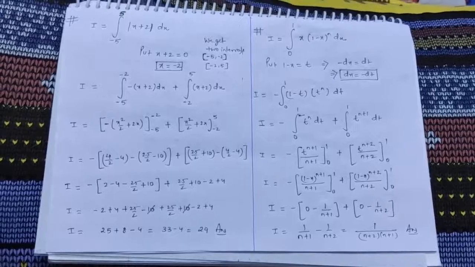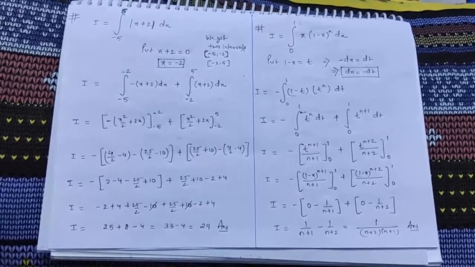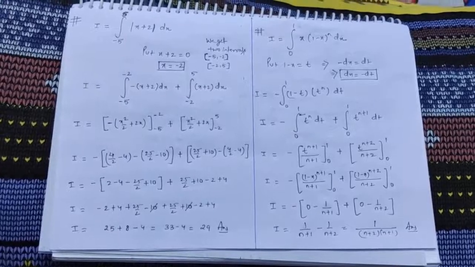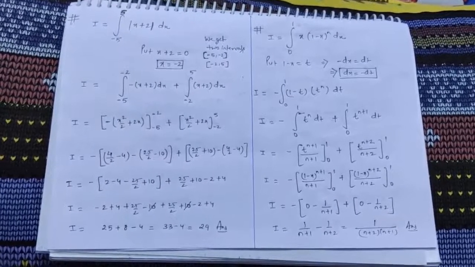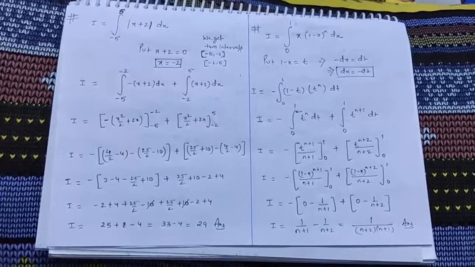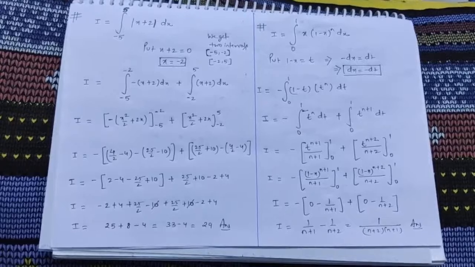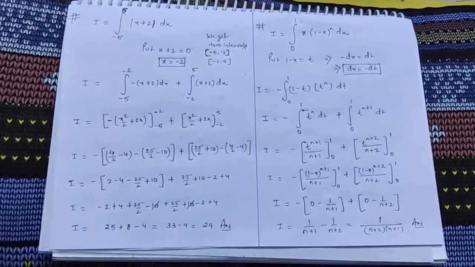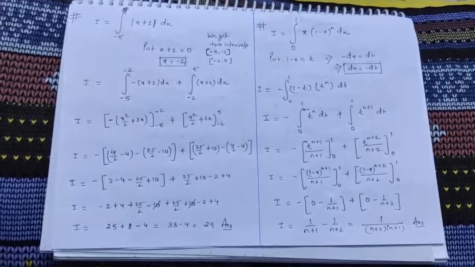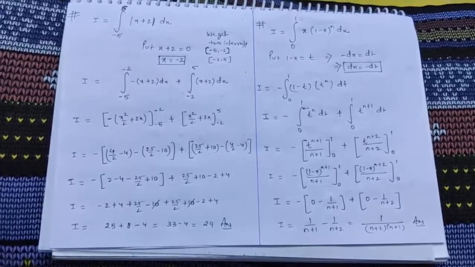Now if I substitute a value between minus 5 and minus 2 in the function given in the mod, I will get a negative value. That's why in the first part I have put a negative sign, and in the second part, if I put a value between minus 2 and 5, I will get a positive value, so I have not put any sign there.